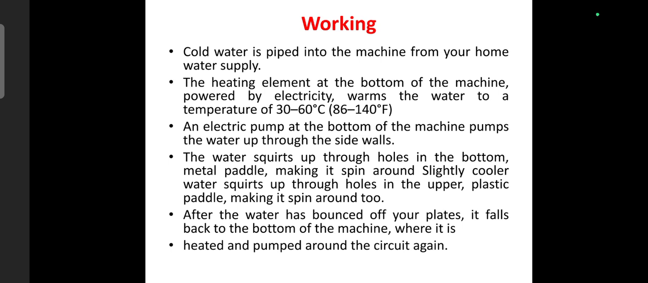As the spray arms rotate, powerful jets of water strike the dishes from different angles, removing food particles, grease, and stains. After hitting the dishes, the water collects at the bottom of the machine. The collected water is filtered, reheated if necessary, and recirculated through the system. This continuous circulation process ensures thorough cleaning of all utensils.